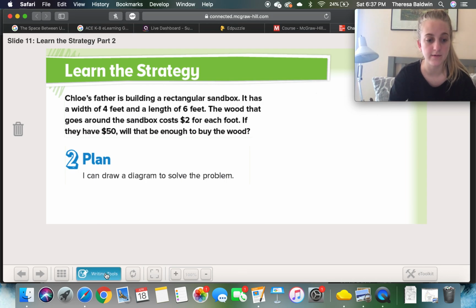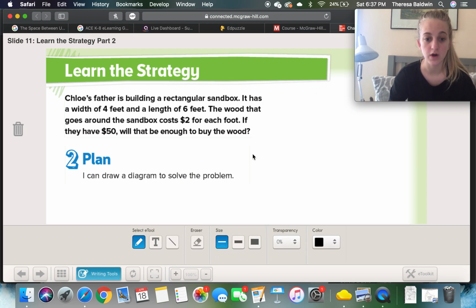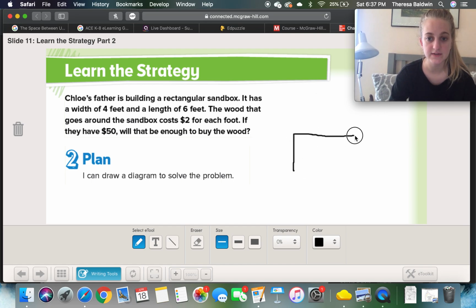So I'm going to get out my writing tools and I'm going to draw. It says, we have a rectangle. The width is 4 feet and the length is 6 feet. So check out my box over here. I'm making a rectangle. I made this one a little bit longer because I know that 6 feet is a little bit longer than 4 feet. So I'm going to have 6 feet here, and on this side I'm going to have 4 feet.